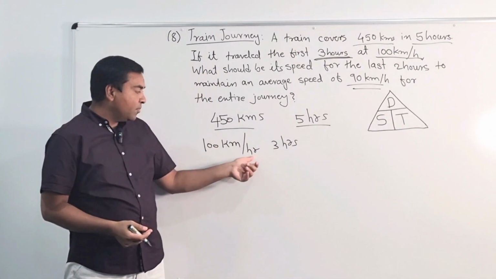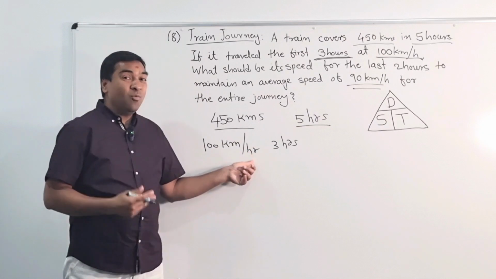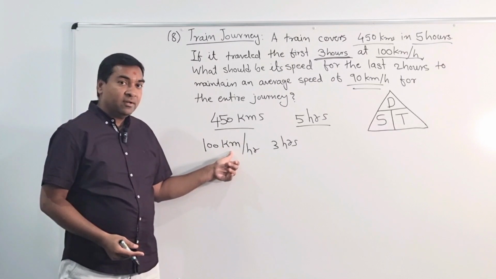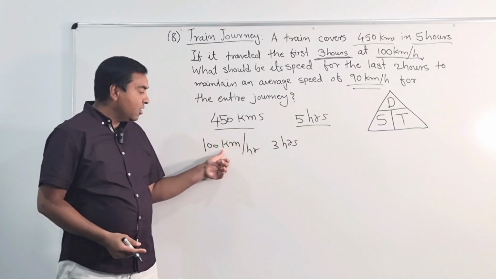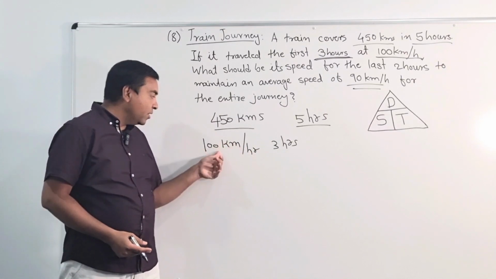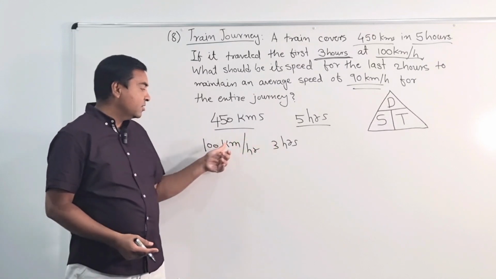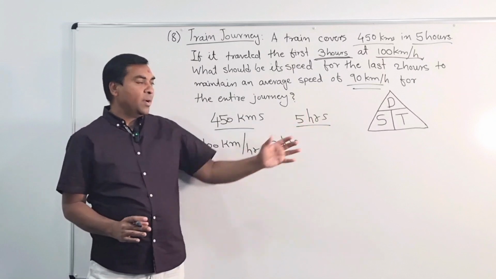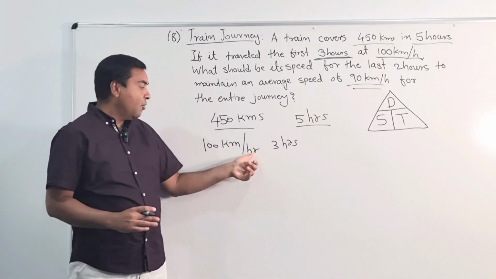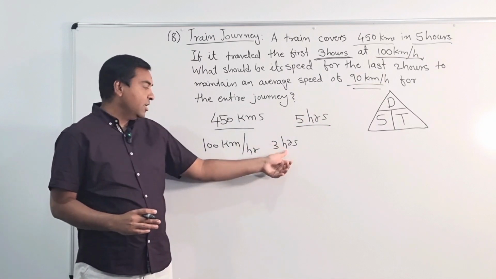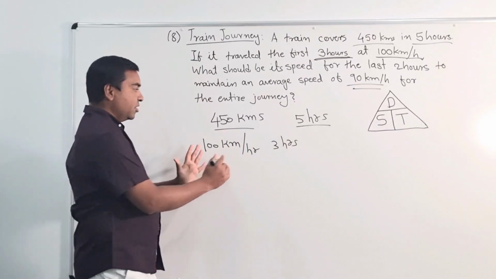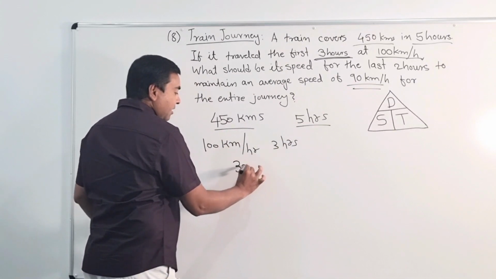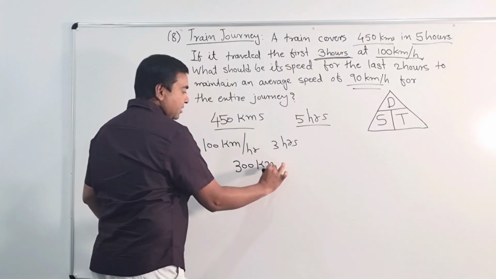So 100 kilometers per hour, what does it mean? In 1 hour, the train is traveling 100 kilometers. 1 hour, 100 kilometers, 2 hours, 200 kilometers, 3 hours, 300 kilometers. I think, is it not simple, guys? You can use the formula, but I think for that you won't need it. 1 hour, 100 kilometers, so 3 hours, 300 kilometers. So in the first 3 hours, the distance traveled will be 300 kilometers.